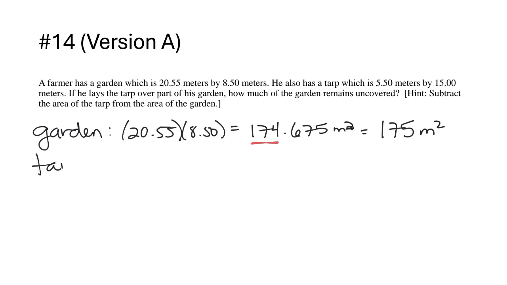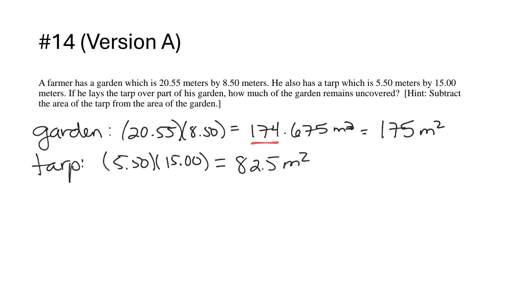Now your tarp is 5.50 times 15.00. Now this one, okay, already was in the right number of sig figs, 82.5 meters squared. Now, when you subtract the 2, you're supposed to get 175 minus 82.5, which gives you 92.5 meters squared.